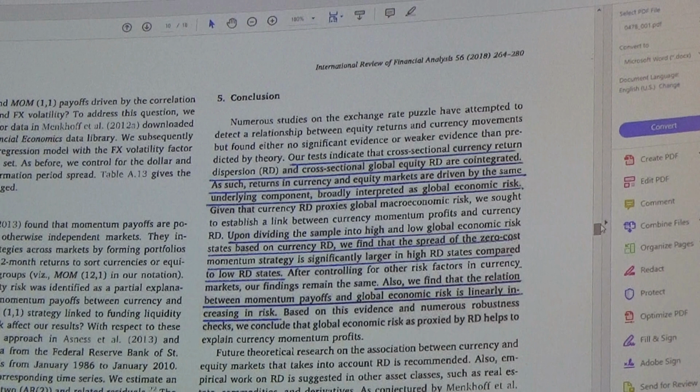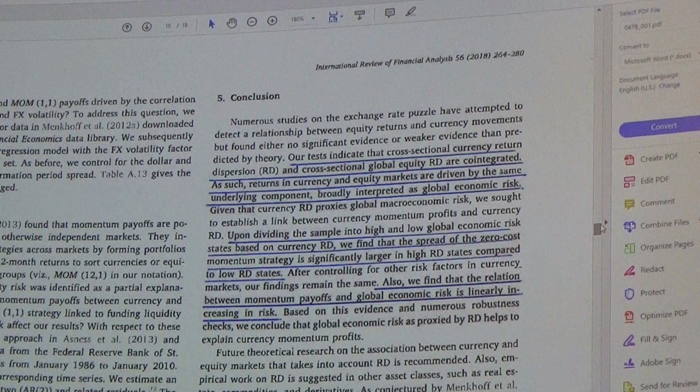So, to conclude this paper, our tests indicated that cross-sectional currency return dispersion and cross-sectional global equity return dispersion are co-integrated. They share the same stochastic component that ties the series together. And returns on currency and equity markets are driven by the same underlying component, broadly interpreted as global economic risk, even though in its original form it was theoretically derived only for the equity market.